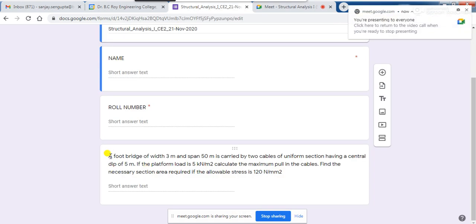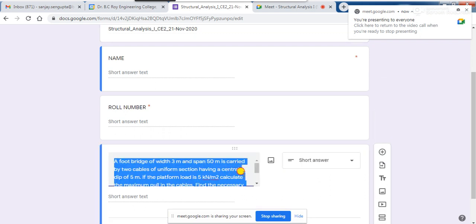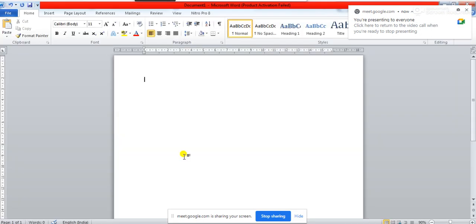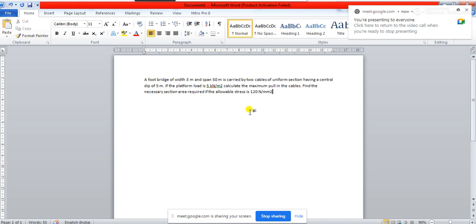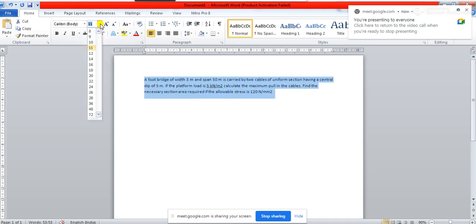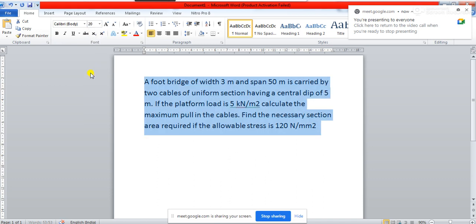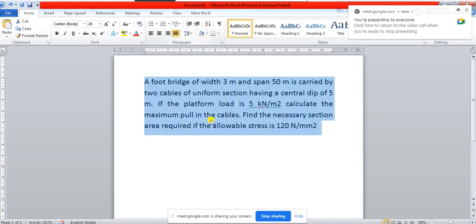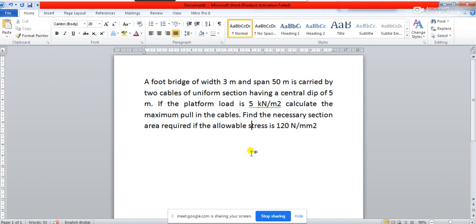Can everyone see a footbridge of width, or let me copy it from here and then paste it in the Word document so it will be clear. So let's see. I think only the first part you are not able to understand. That's why you are facing problem. But other than that, you should be able to solve this problem very easily. Yes, sir, the diagram part. Yeah, diagram part. Let me explain.